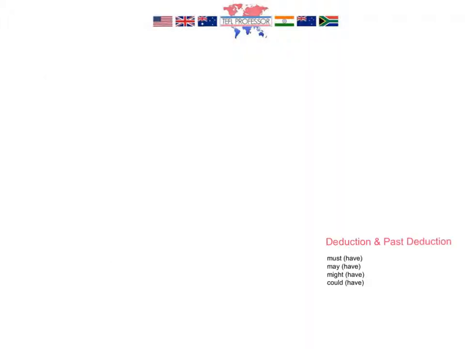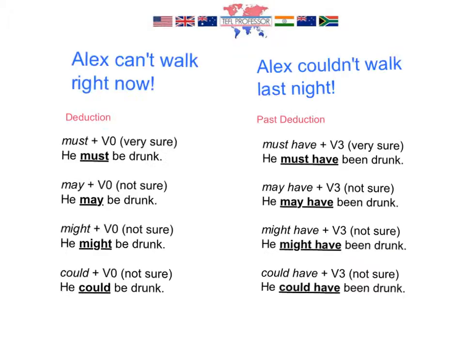And the last one is deduction and past deduction. You can see must, may, might, and could, and they all have the have construction. So Alex can't walk right now. We're talking about this moment in time. So he must be drunk. This means that you are very sure. When we use the must in this deduction frame, it means that we're almost certain, 95% sure. The reason he can't walk right now is that he must be drunk.